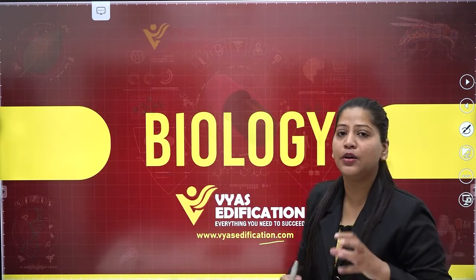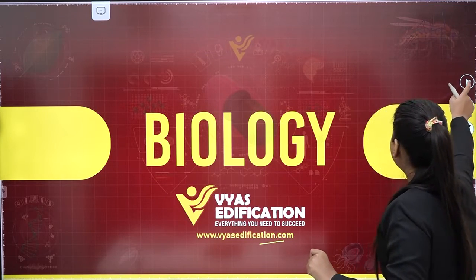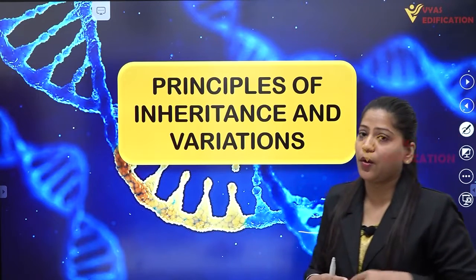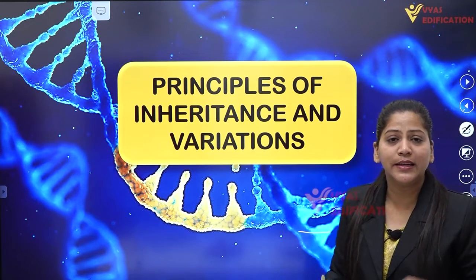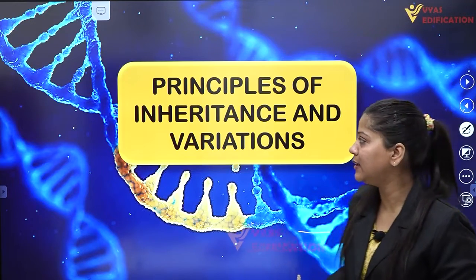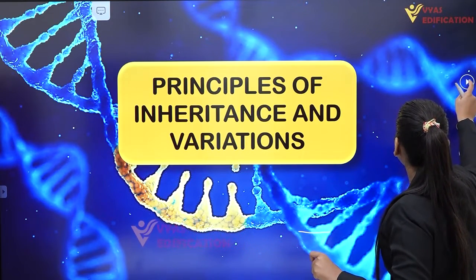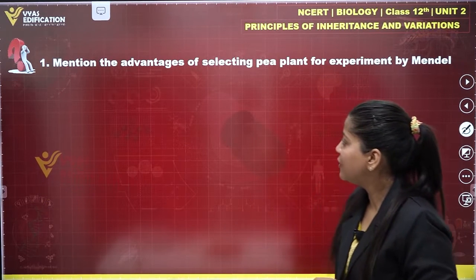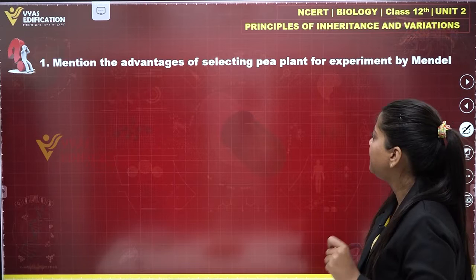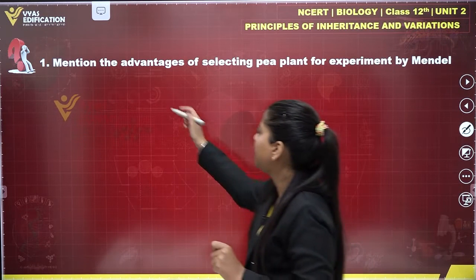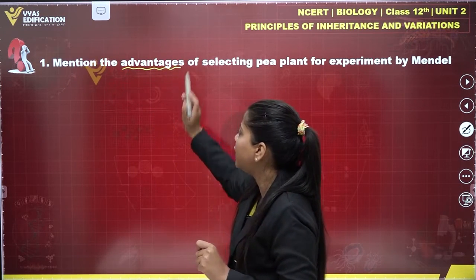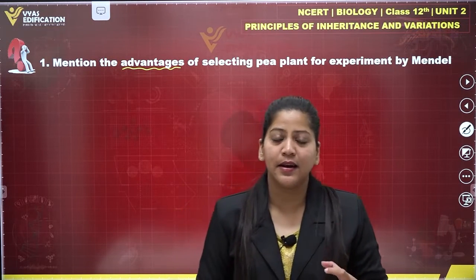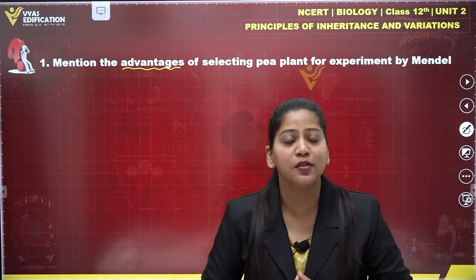Today in the series of NCERT discussion we are going to discuss a new chapter from class 12, that is Principles of Inheritance and Variation. Your NCERT of this chapter contains a total of 16 questions, and we are going to discuss each and every question in detail. The very first question of this chapter is: mention the advantages of selecting pea plants for experiment by Mendel. So we have to mention some advantages of why the scientist Mendel selected the pea plant for his experiment.